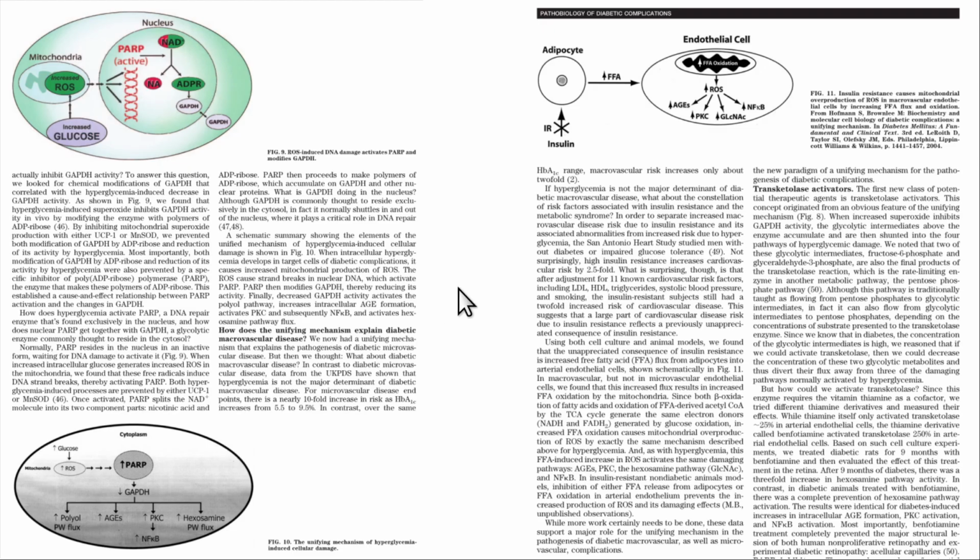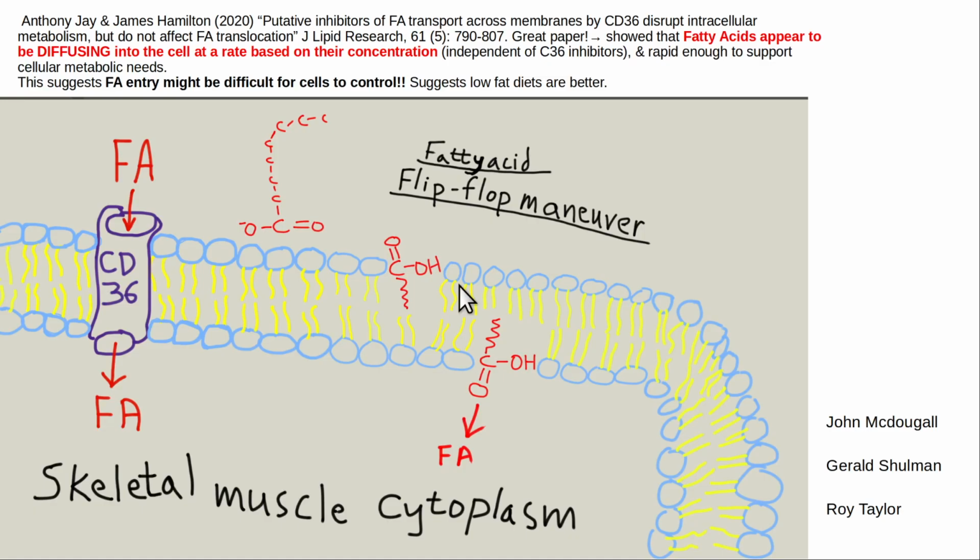And I'm going to show you why that happens, because now the question you're asking yourself is, well, why does too much fat get into the mitochondria? And here's your answer. What they found was that fatty acids can get into the skeletal muscle cells in proportion to their blood concentration. They can intercalate into the outer leaflet of the plasma membrane and then flip into the inner leaflet and then pass into the cytoplasm. This is called the fatty acid flip-flop maneuver.